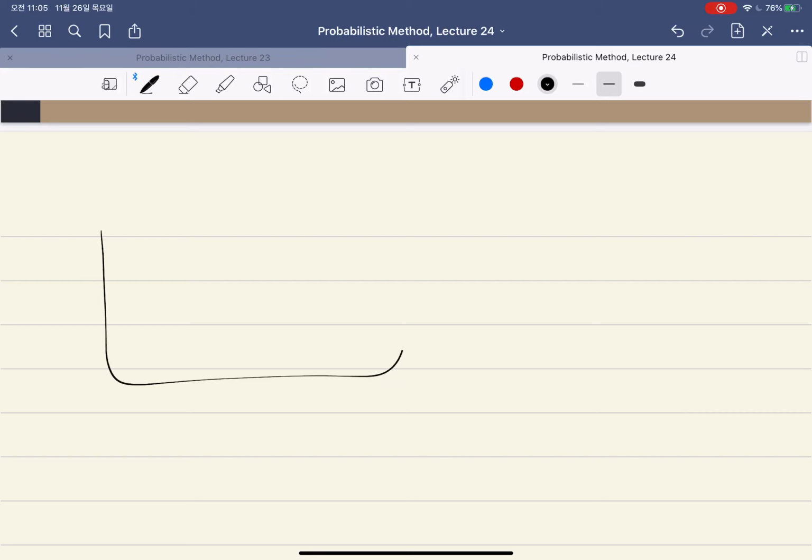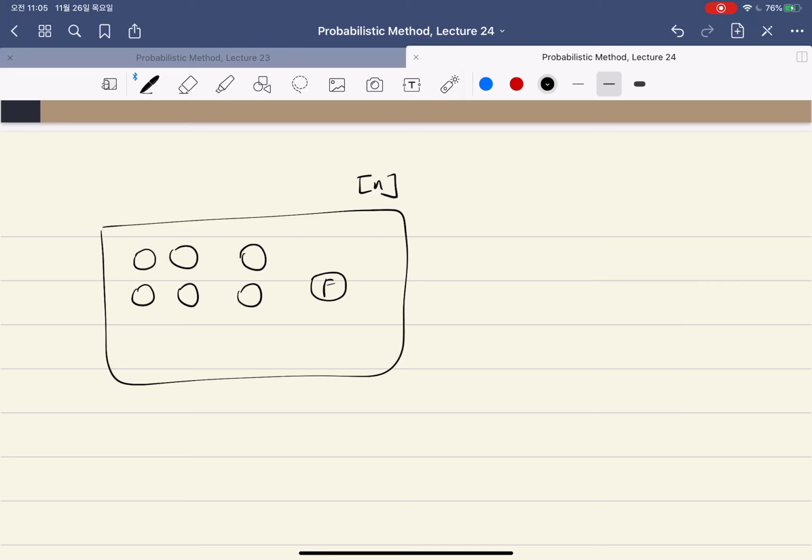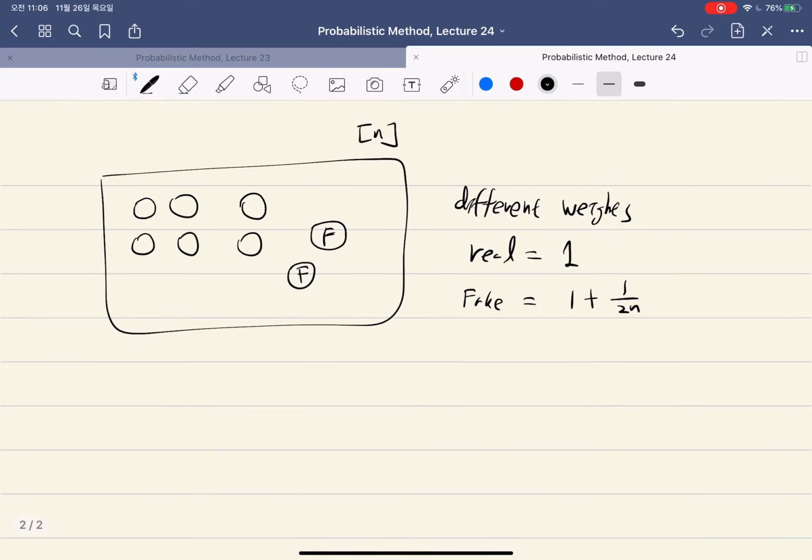You might have seen this kind of game. So let's say there are N coins. And there are real coins and fake coins. And now you want to distinguish them. You want to determine which one is real coin, which one is fake coin. And how you can do that is that they have a different weight. Say real coin has weight 1 and fake coin has weight slightly higher than 1. And all you have is this weighing machine.